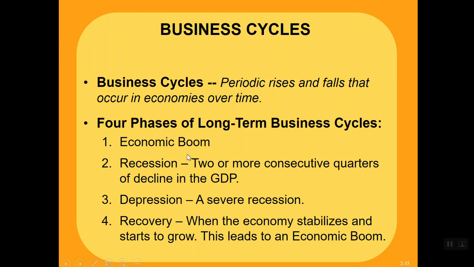there is relatively low or little inflation, high employment, or if you want to look at it the other way, low unemployment. Recession means 2 or more consecutive quarters of decline in the gross domestic product. A depression is a severe version of a recession, meaning, yes, we're having 2 or more consecutive quarters of decline in GDP, but it's a severe decline, more severe than normal if you compare it to the past 1 to 5 years. And economic recovery is when the economy is stabilizing and starts to grow.